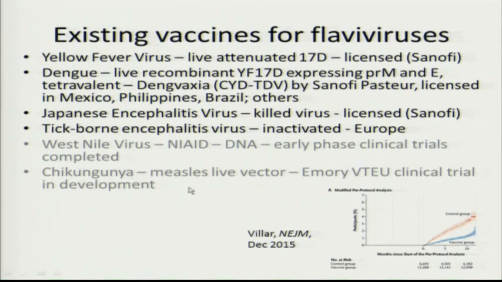And then Chikungunya, I'll just mention here that in our pediatrics group, as part of our VTEU, Evan Anderson, Paul Spearman, and their colleagues are getting ready to do a Chikungunya vaccine trial here at Emory, an early phase safety and immune response study. It's a recombinant vector, a measles virus that's been engineered to express critical Chikungunya protein, similar to what I described a minute ago for dengue.